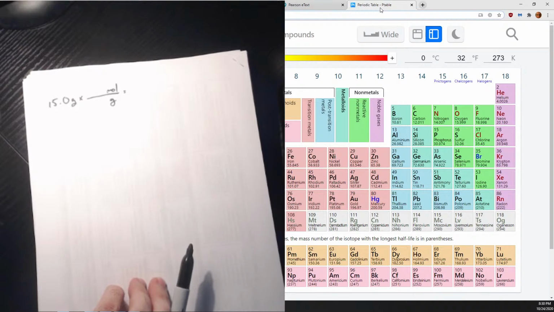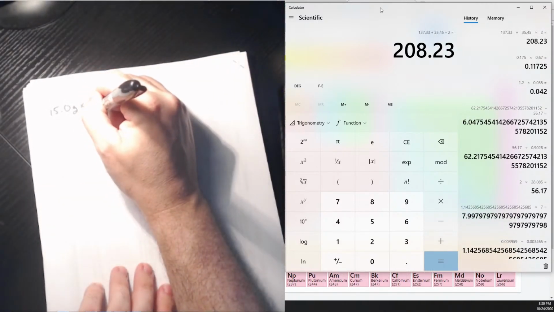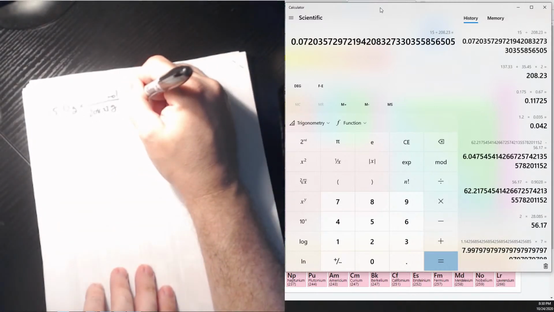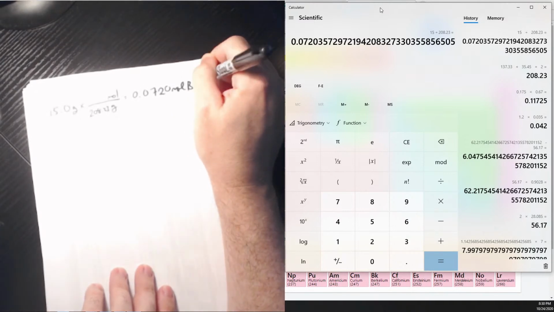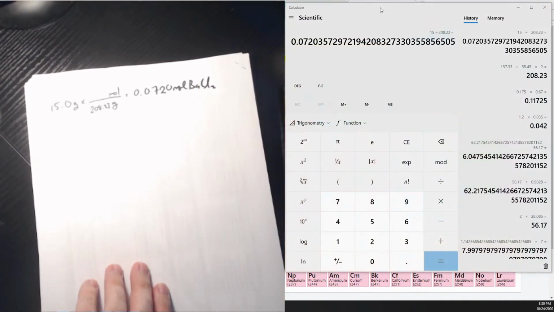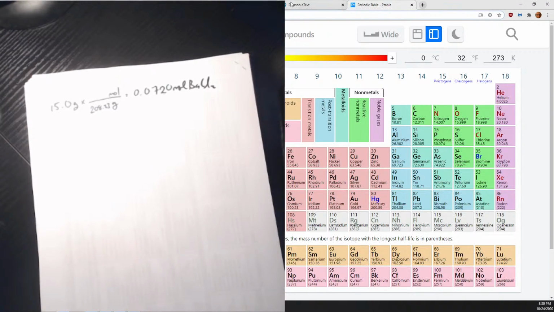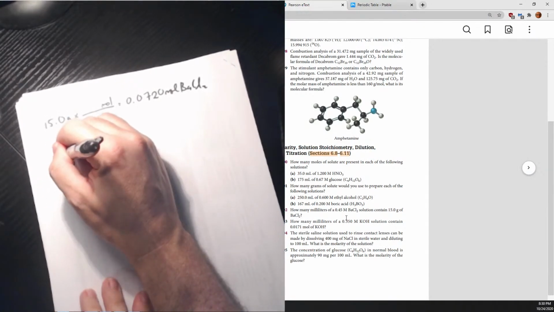So barium, 137.33. The molar mass is 208.23 grams per mole. That gives 0.0720 moles of our barium chloride. So now we know our concentration, and we know our moles, so we can find volume. Volume equals n over M.